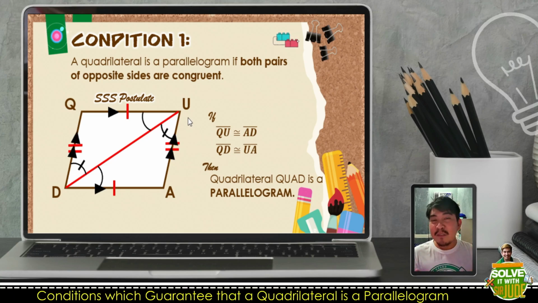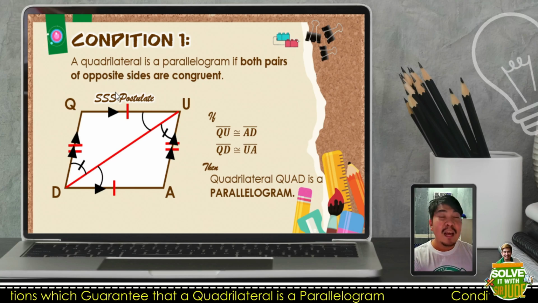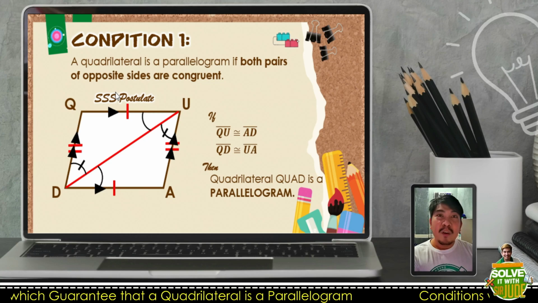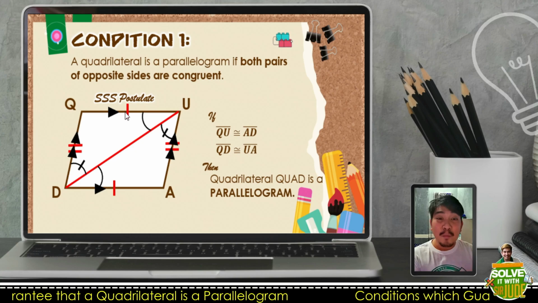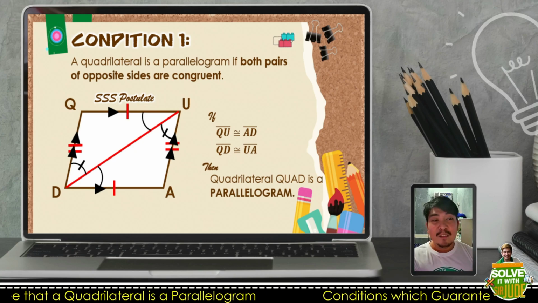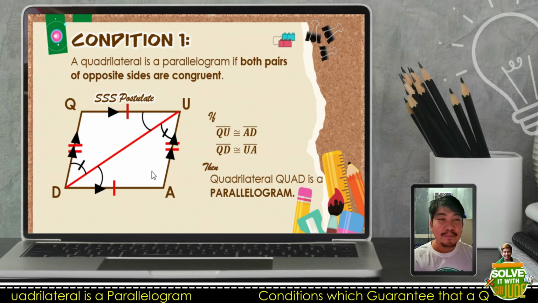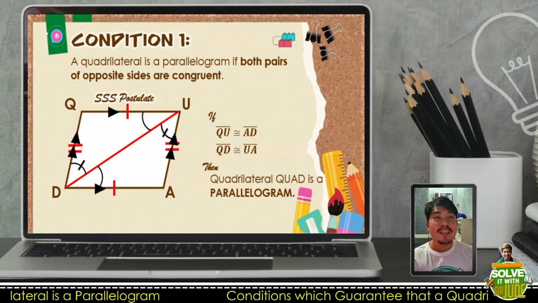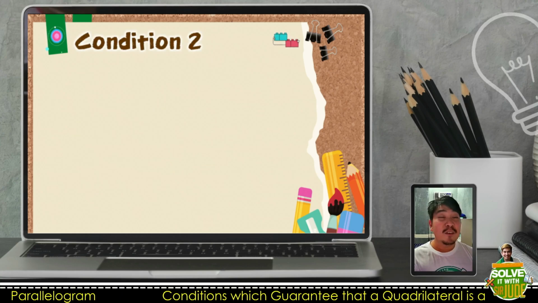So based on the definition, a parallelogram is a quadrilateral with both pairs of opposite sides parallel. So we now have two pairs of parallel sides. Therefore, QUAD is really a parallelogram. So that is the first condition: both pairs of opposite sides are congruent. Let us now go to the second condition.